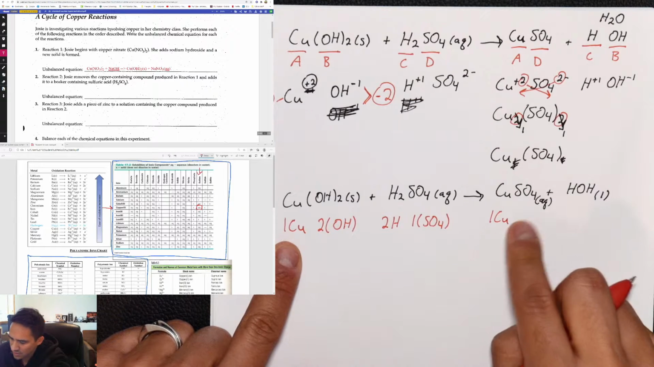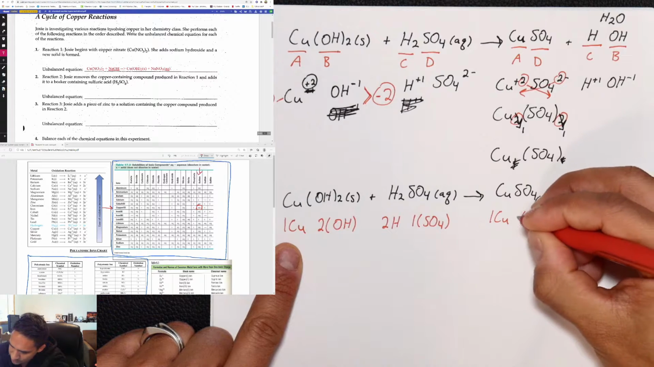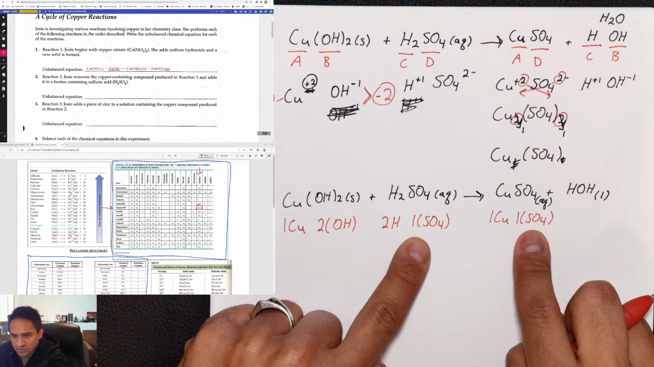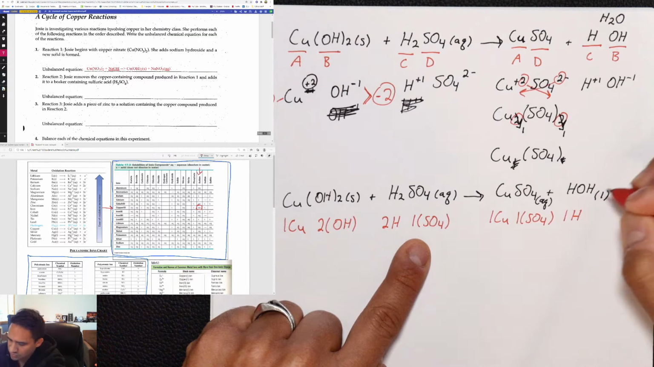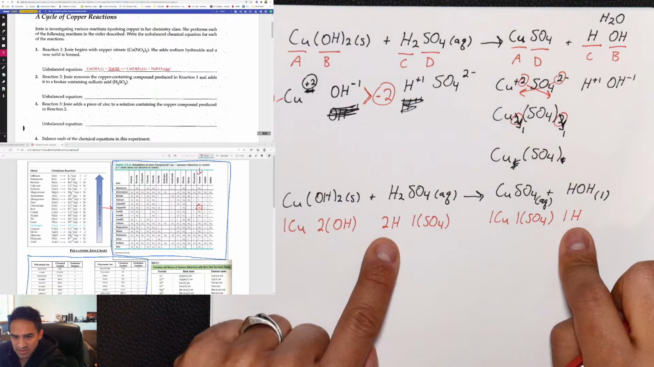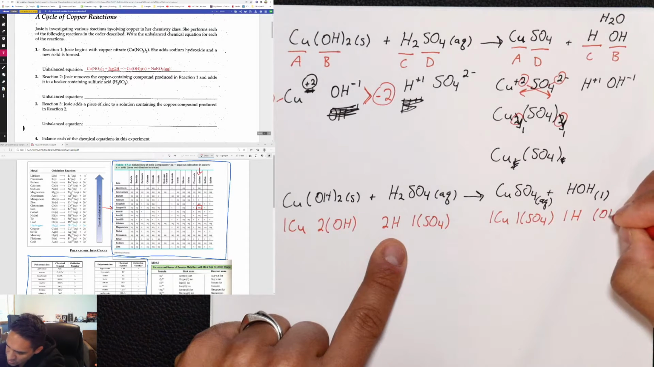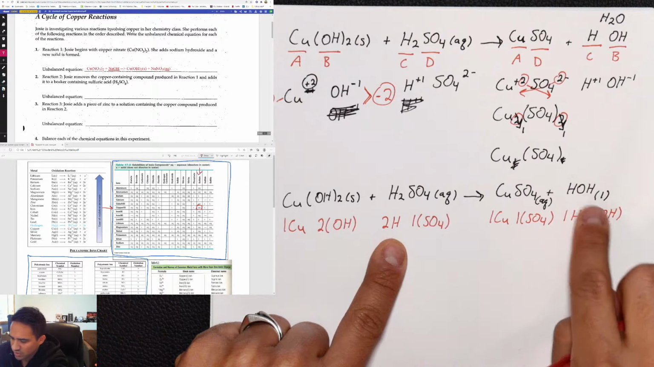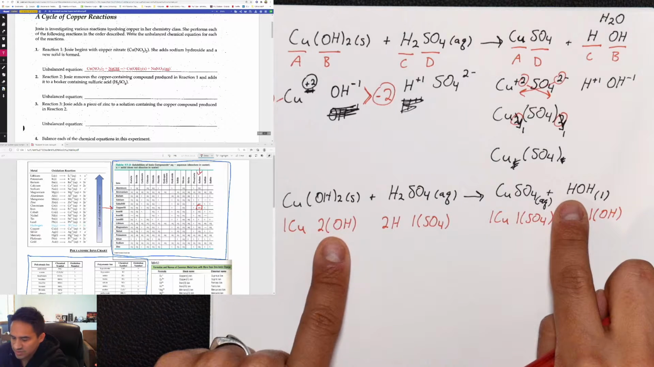So those are fine. We have one SO4 here, and one SO4 there. Those are fine. We have one H. Okay, that's not balanced because on the left we have two and on the right we have one. And for OH, we have one OH here. Okay, one OH. And that's not balanced either because on the left we have two. So it looks like we need to balance this.